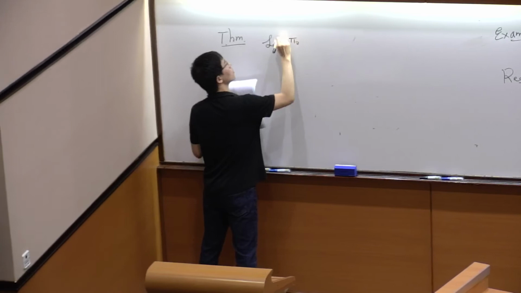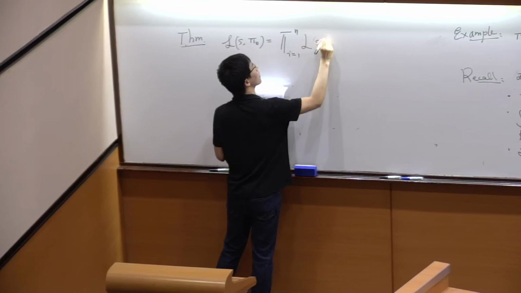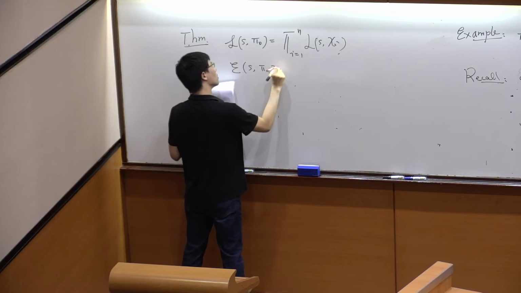Then we will show that the L function L(s, pi, pi naught) is equal to the product over i from 1 to n of L(s, chi_i). And the epsilon constant in this case is equal to 1.